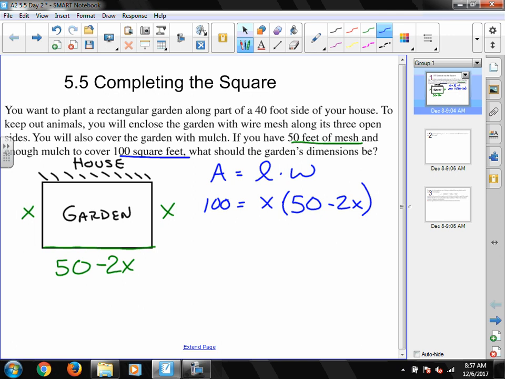And now what I can do is distribute my X out, and I'm going to rearrange this a little bit as I distribute, just so it's in standard form a little bit better for us. So I'm going to get 100 is equal to negative 2x squared plus 50x. All I did was flip the 2x and the 50 around so that I have this a little bit closer to standard form for us.